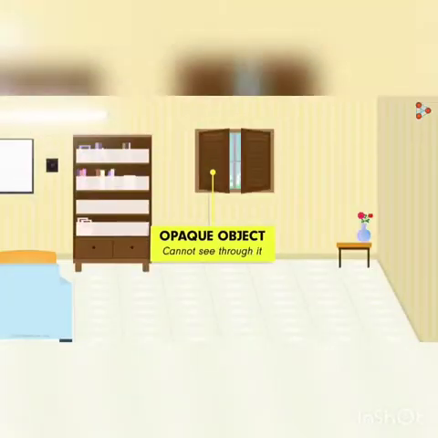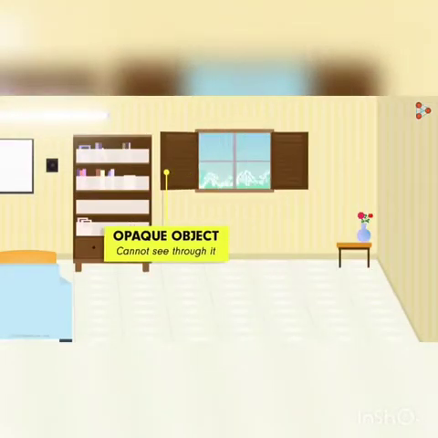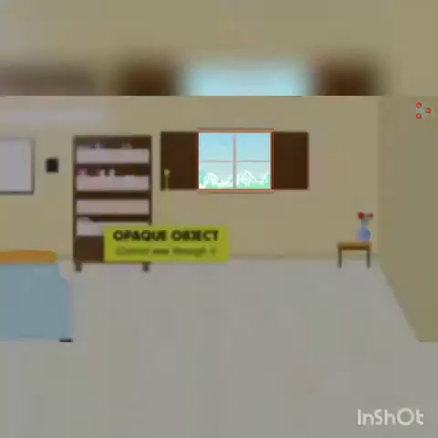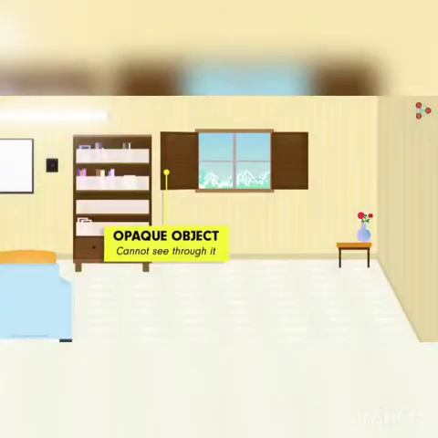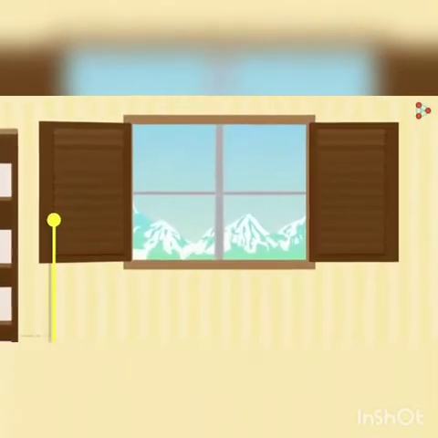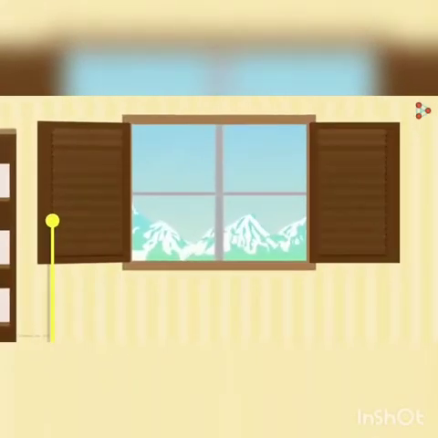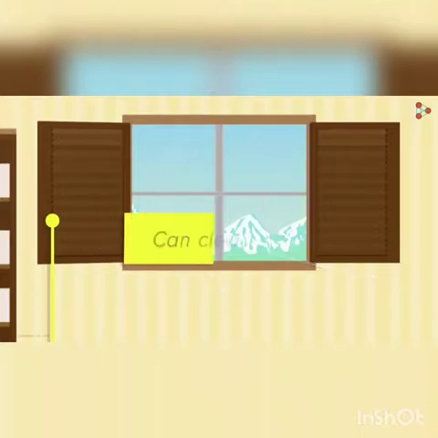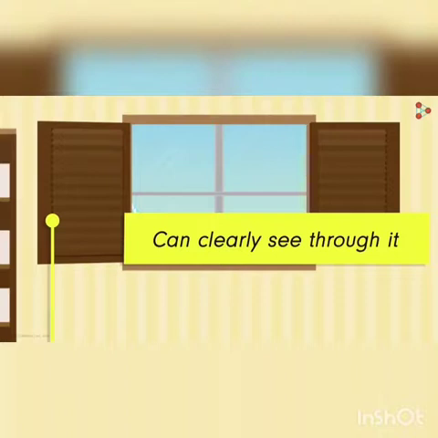Now let's open the wooden shutters. Can you see something new? Yes, we see the surroundings through the glass. And I'm sure you know why. What has happened now is that we have a clear glass which allows light to pass through it, allowing us to see through it clearly.